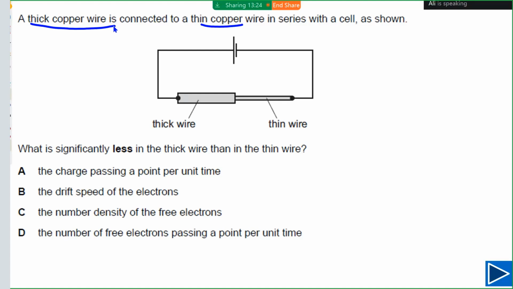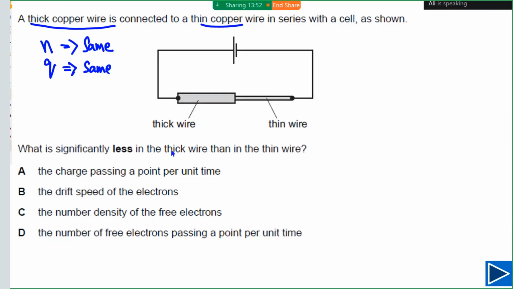So it means number density is the same. What else is the same? First thing you can say, in this case, n is the same because they are made of the same material. So this is a hint for you. Simply you can say n is the same for these two wires. And q is also the same because this is the elementary charge.